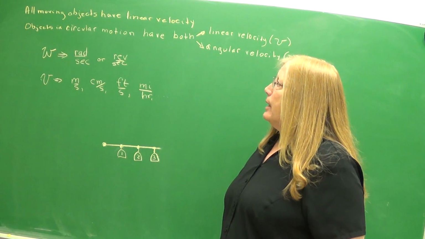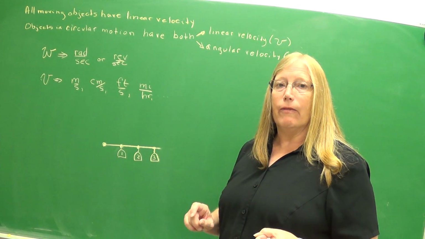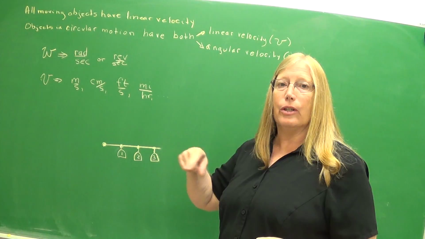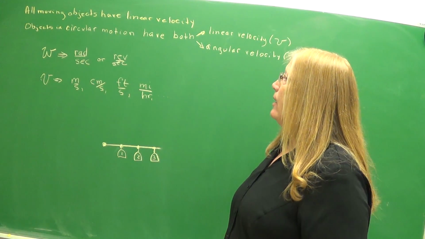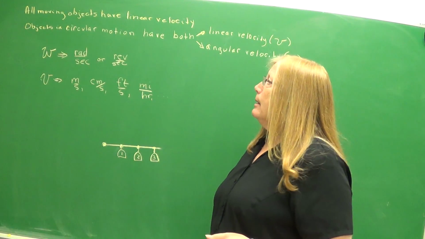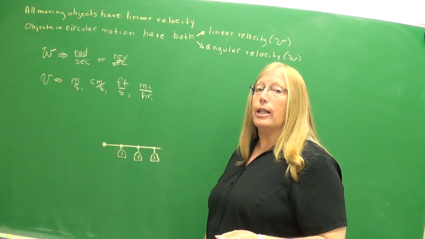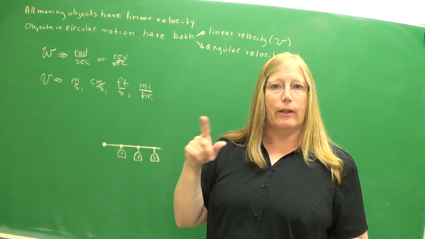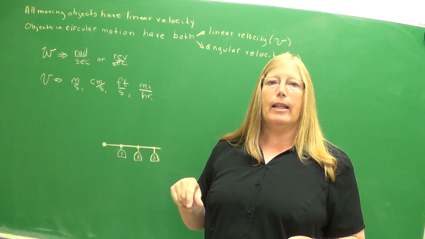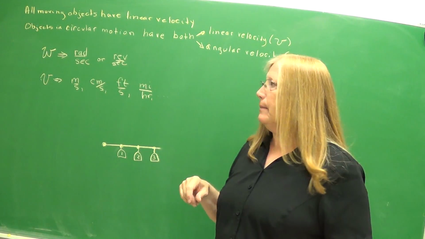All moving objects have linear velocity, whether they're going in a circle or just trekking on down a straight path. They all have a linear velocity. Objects in circular motion, however, have both. They have linear velocity and they have angular velocity.